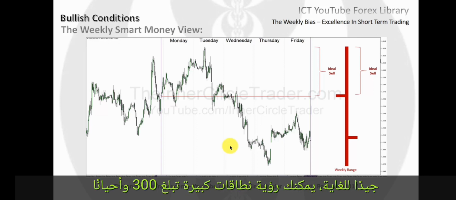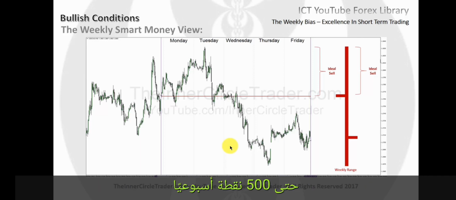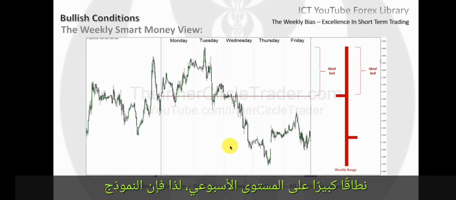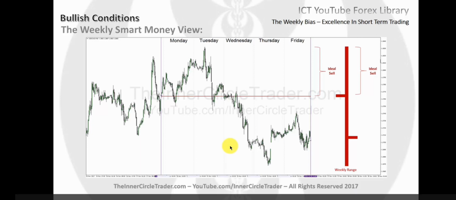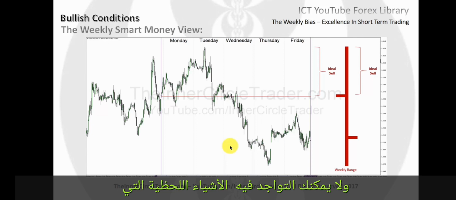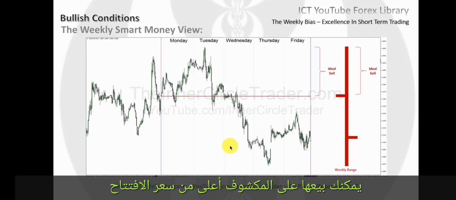You can see those big 300, sometimes even 500 pip ranges on a weekly, especially if there's going to be a lot of news, a lot of things that are happening on the economic calendar. It can be extremely volatile, and it creates a large range on the weekly. So the model is, if you're a short-term swing trader that can't be in the intraday stuff, you can sell short above the opening price about 30 pips.